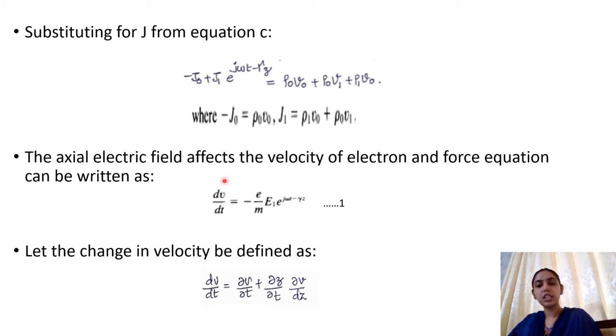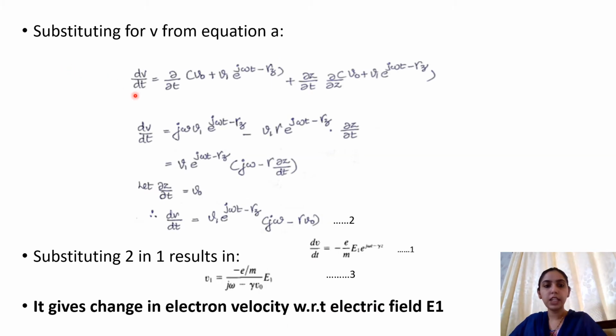Now we can modify this dV by dt in terms of its partial derivative. We could modify dV by dt as ∂V/∂t plus ∂Z/∂t into ∂V/∂Z. So this gives us dV by dt. Now we have made a modification for our dV by dt expression. So we are substituting it with the expression which we have written for V, that is its deviation from its DC value V0 plus V1 e raised to j omega t minus gamma Z. So continuing here with the differentiation process, we get the expression as such.